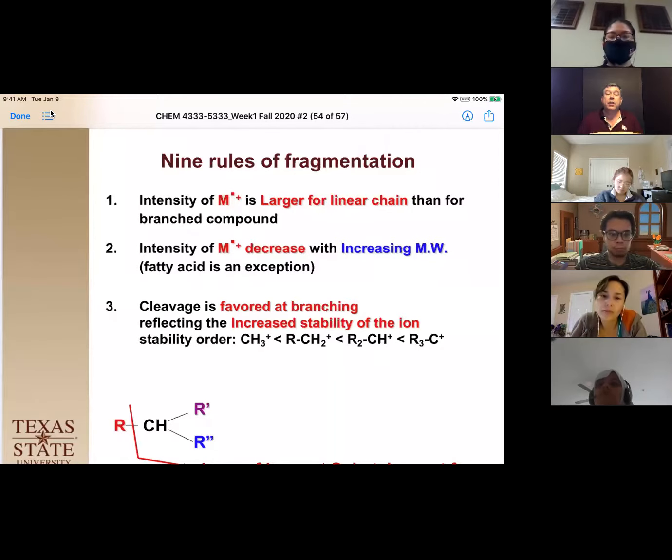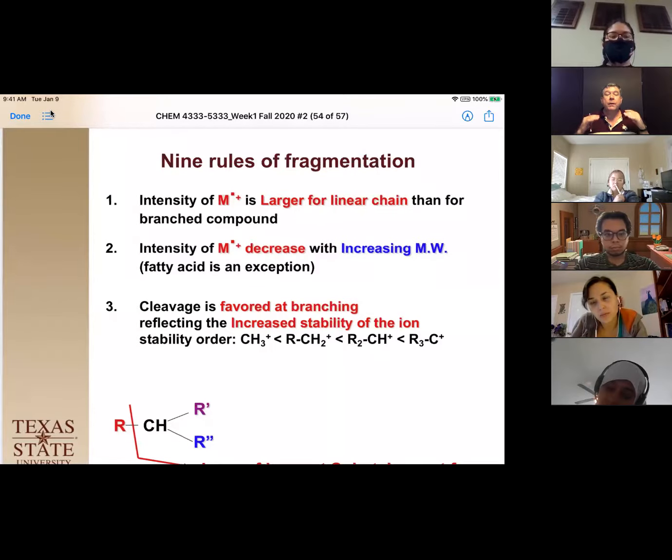So that means a tertiary radical cation is more stable, meaning that the more branched it is, the more likely it is to break at that fragment. That's why the linear ones tend to have a higher molecular ion peak than branched systems. Now, that intensity decreases with an increase in molecular weight.